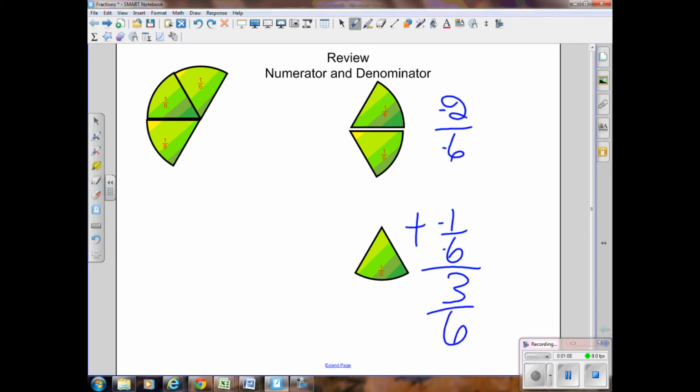Sometimes this gets confusing because the rule for multiplication and division is different than this. But all we have to do is add or subtract the numerator, the top number, and leave the bottom number the same, and that tells us the answer to an addition problem.